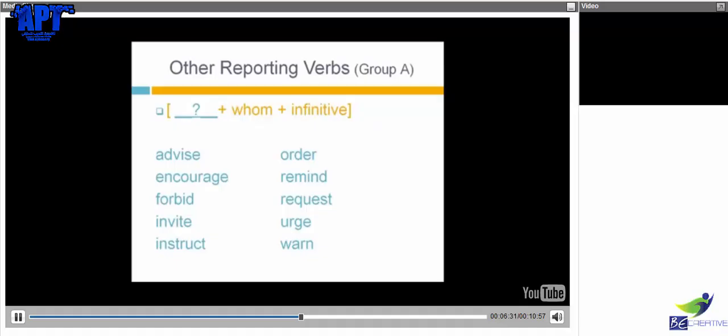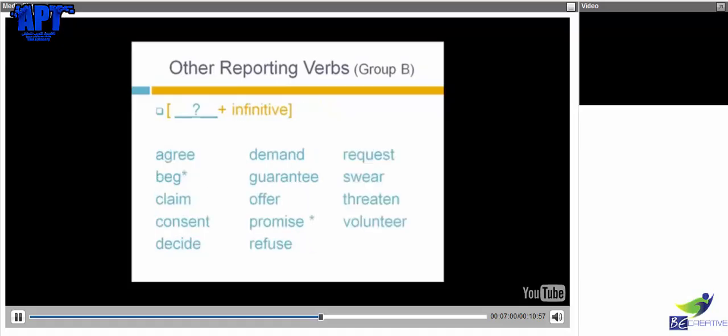It's the same structure used for ask and tell. Ask someone to do something. Tell someone to do something. Now you can use this structure with these verbs: advise, encourage, forbid, invite, instruct, order, remind, request, urge, and warn. Again, I won't give examples. This is just a reference.